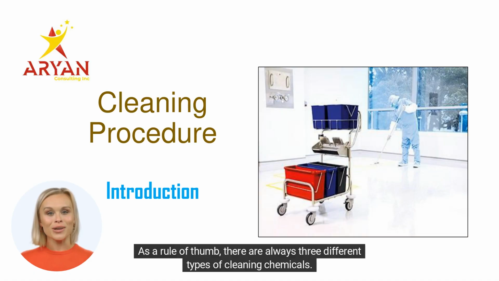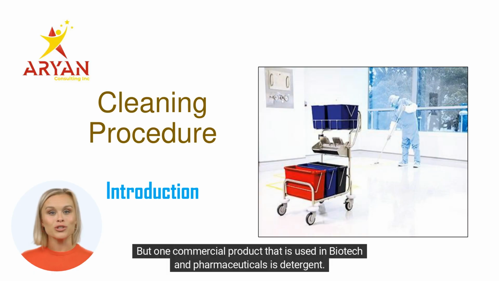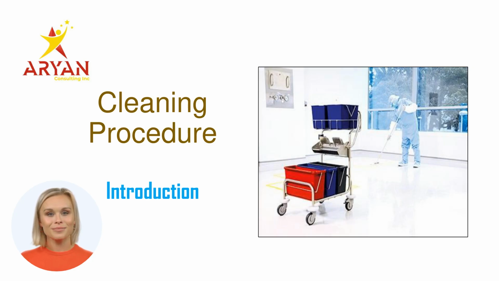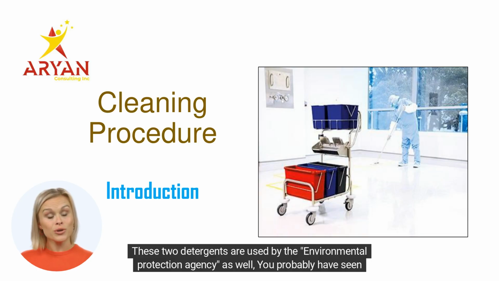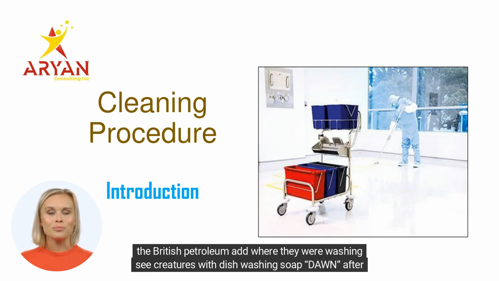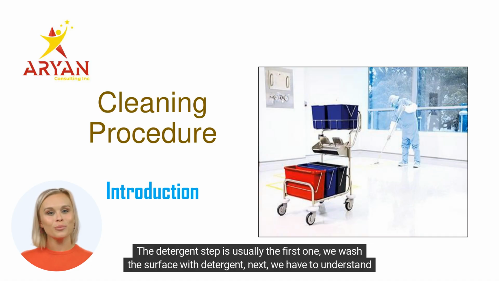As a rule of thumb, there are always 3 different types of cleaning chemicals that are generally used to kill all types of germs. But one commercial product that is used in biotech and pharmaceuticals is detergent. Yes, laundry detergent or dishwashing detergent. These 2 detergents are used by the Environmental Protection Agency as well. You probably have seen the British Petroleum ad where they were washing sea creatures with dishwashing soap after the oil spill into the ocean. You remember that, right? The detergent step is usually the first one. We wash the surface with detergent.